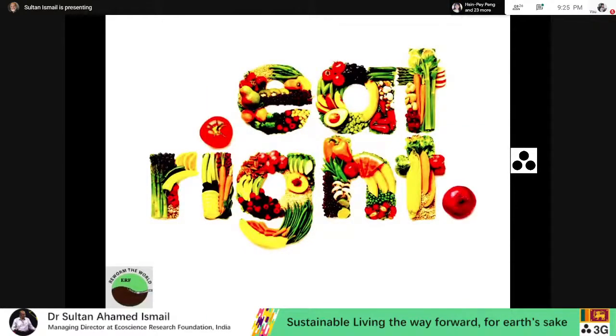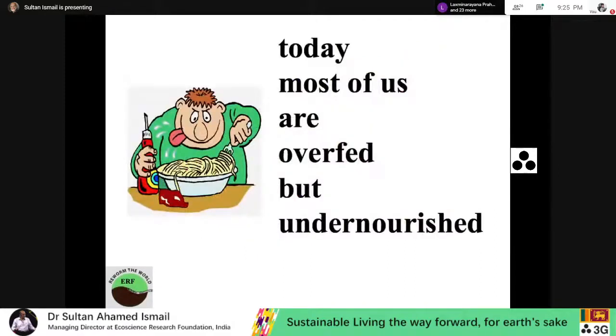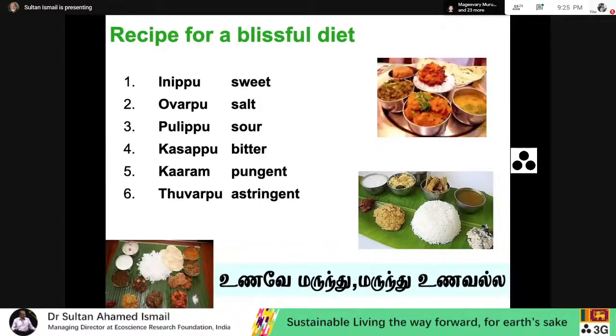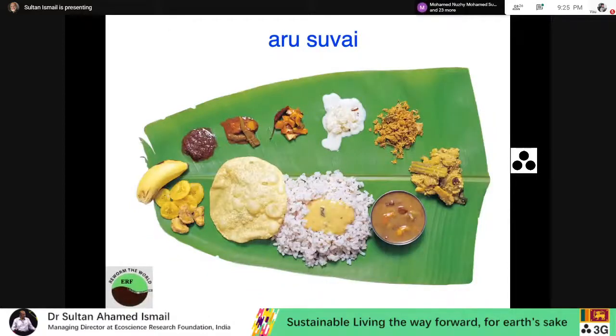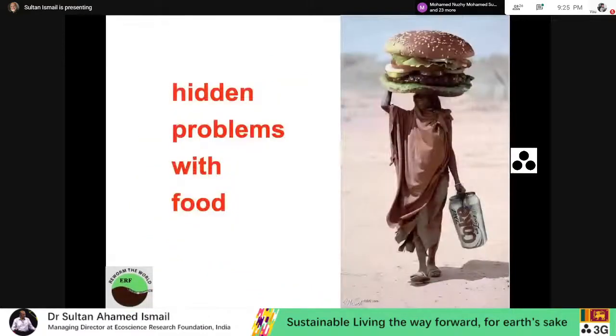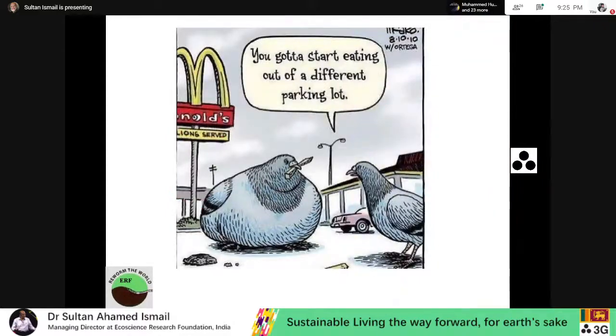My humble request to you is to eat properly. Teach this to your school children. Wherever you go as volunteers and talk to the school children, tell them that they are overfed but undernourished. This is our blissful food, lovely balanced food, Asian food. And you think that these two can solve a problem? I'm not against fast food. Once in a way you can have it, but we're making it a habit. Even birds eating there become obese.